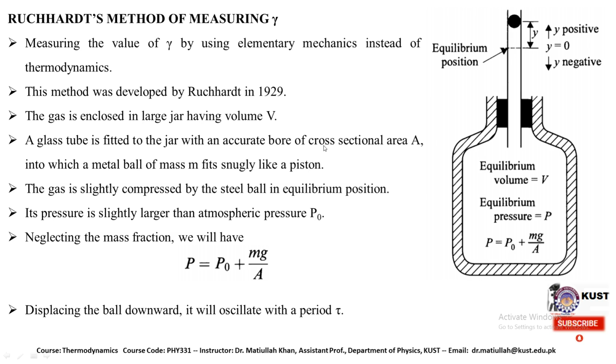If a force is applied on the ball, it will move downward, and the pressure will move it upward, so it will move up and down, just like an oscillation. In this case we can consider the time period of this oscillation to be tau. There are some approximations considered here: the weight of the piston, the weight of the ball, and the frictional forces are ignored.